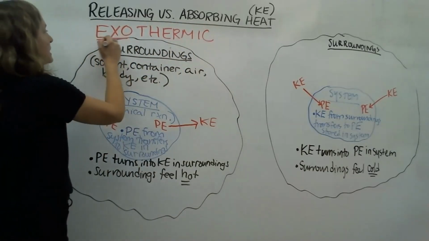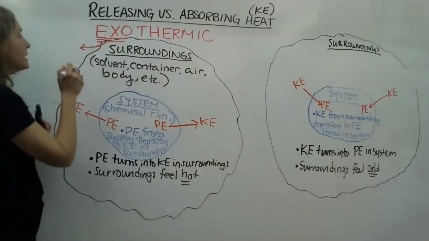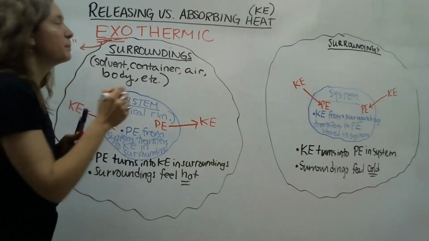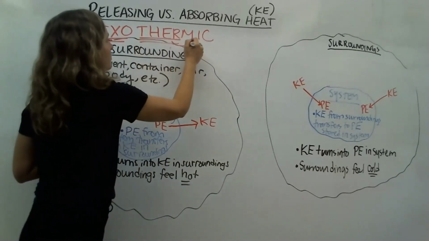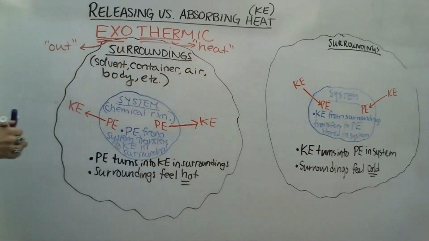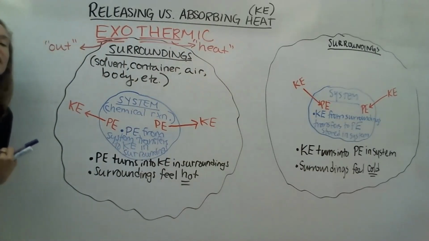Right? So exo means out. Therm means heat. Right? So heat out for exothermic. That's the way that we describe this process here.